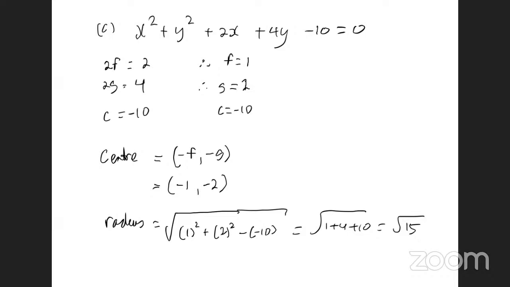So you're looking for whatever is in front of X, whatever is in front of Y, and for C. You have to use all the rules that I showed you. If you don't see an X term, what does that mean? If you don't see an X term, then 2F is what? 0.